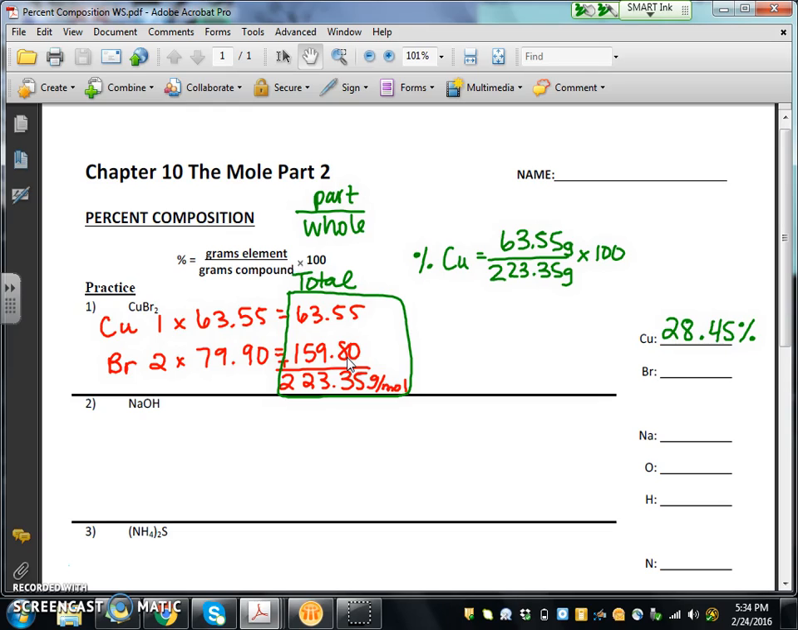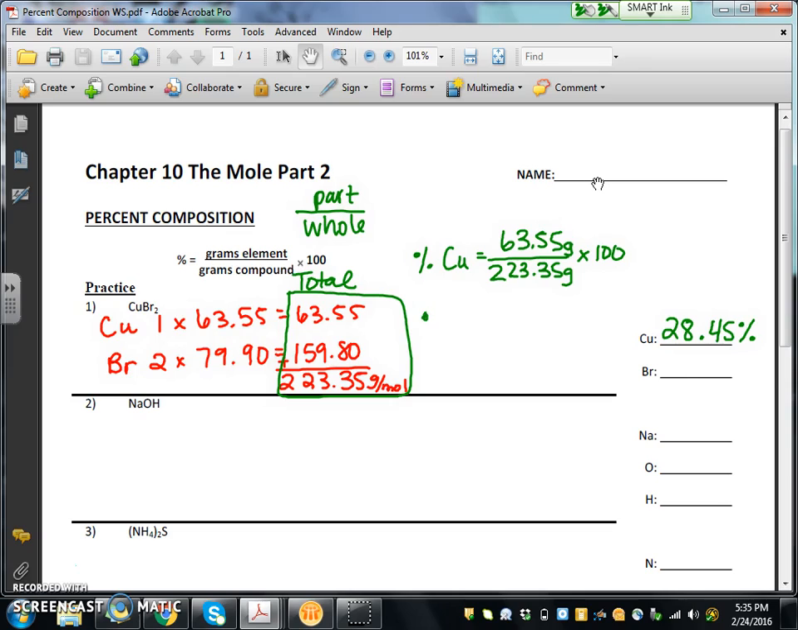So now let's figure out how much bromine is. Now, some of you might say, well, Miss, can't I just take 100%, subtract the amount of copper I have, and that should be bromine? And the answer is yes, you can do it that way. But what I recommend is using the formula for both elements, because if you made a mistake with copper, you would not want that to compound your error.